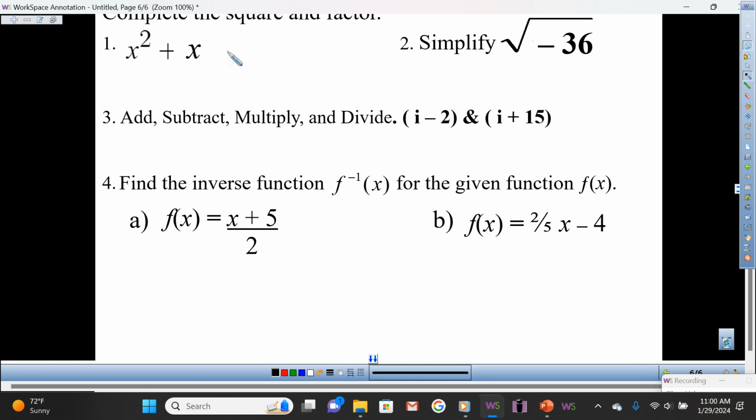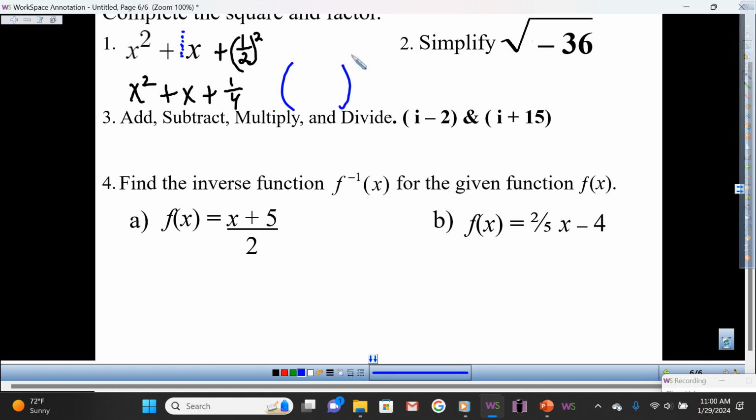Anthony D., what'd you get for 1? Complete the square. 1/2 squared, which is? Hands, if you got that? That is correct. And why 1/2, everyone? Because the coefficient right here on the second term is a 1 divided by 2 squared. All right. So what are your factors, Anthony D? Squared. Yeah, that is correct.